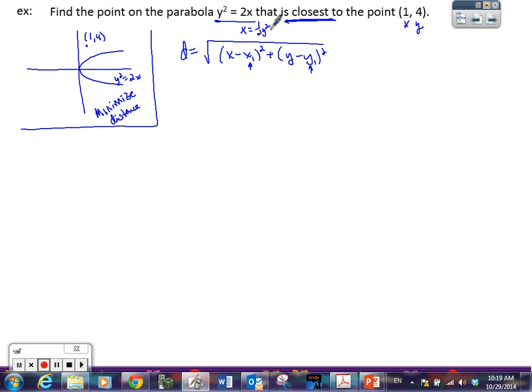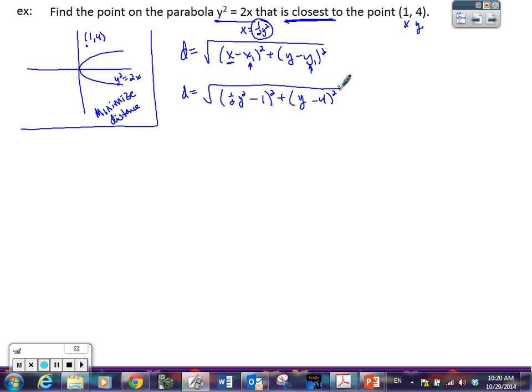And now, instead of this x, I'm going to put this there instead so that I can have all numbers and y's. So let's go ahead and sub into our formula. Instead of that x, I'm going to put 1/2 y squared. And our x1 was 1, plus. And then that y, I'm happy with that y staying there. And our y1 was 4.